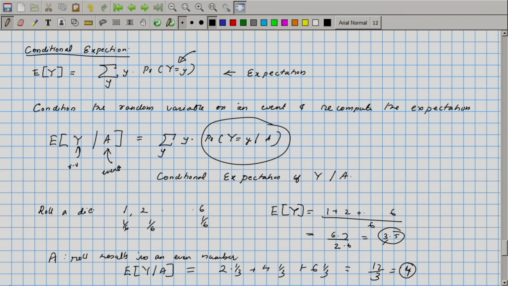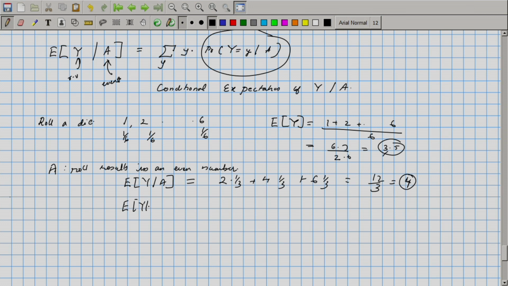Of course, if you condition on A complement, you will get, let us say, 3. Okay. Expectation of y given the other event A complement is 1 into 1 by 3 plus 3 into 1 by 3 plus 5 into 1 by 3.